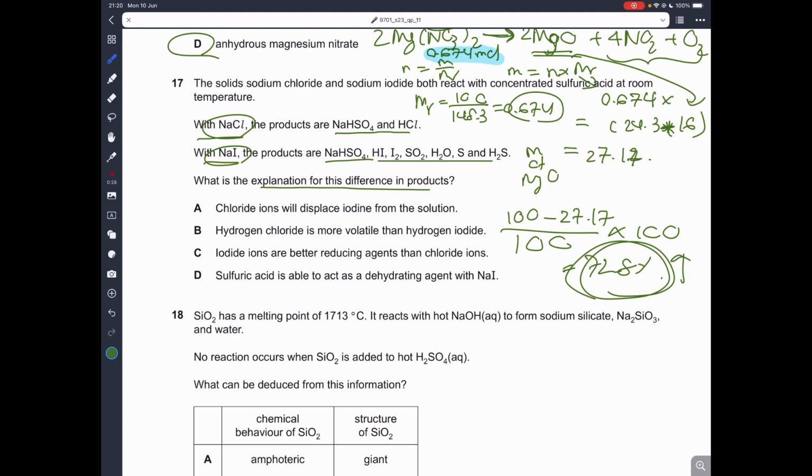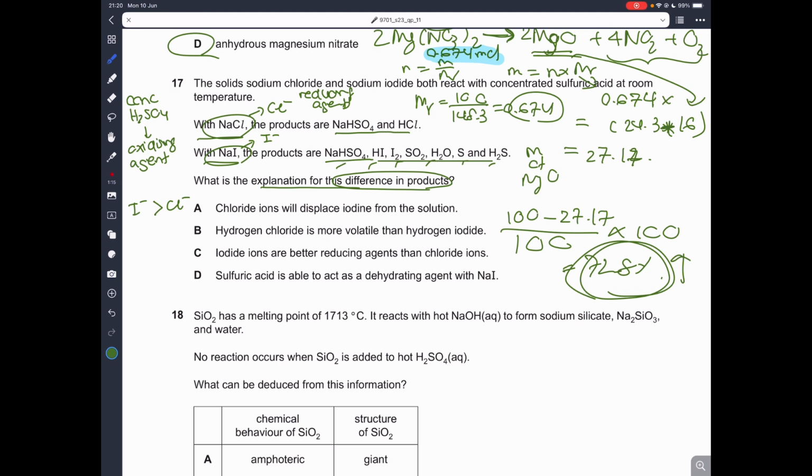Well, the difference in the products is that, remember, we are reacting them with concentrated sulfuric acid, H2SO4. And sulfuric acid, you have to know, is an oxidizing agent. NaCl contains the chloride ion, NaI contains the iodide ion, and these halide ions are actually reducing agents. So why in NaCl do we only get two products, but with NaI we get so many different products? This is because the iodide ion is actually a stronger reducing agent than chloride.